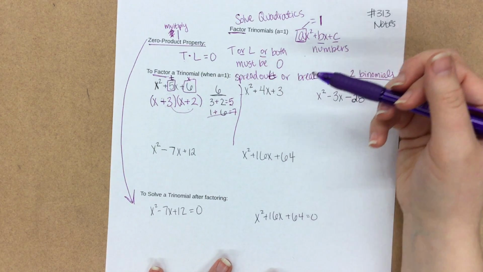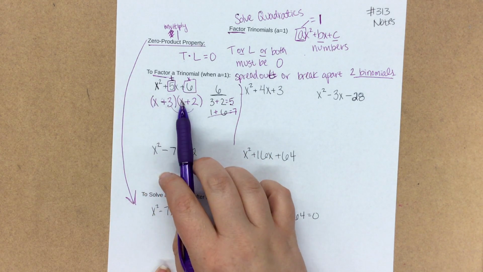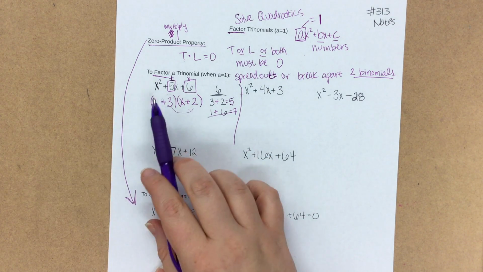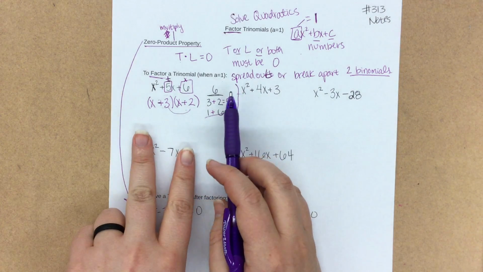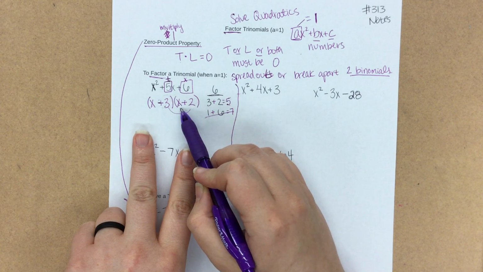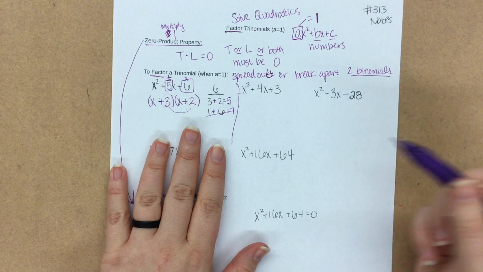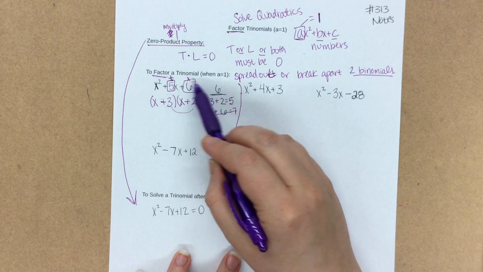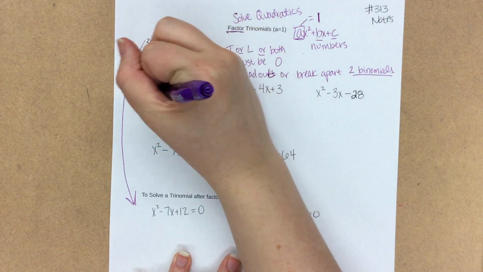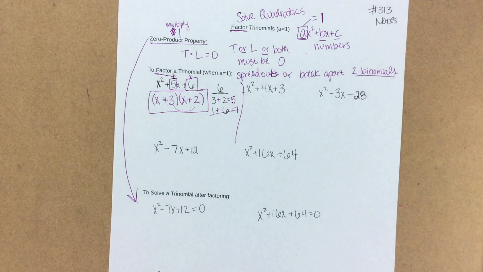If you're not sure about your answer, go ahead and multiply these back together. You get x times x gives me x squared. X times 2 is 2x, which you're like, well, that's not 5. But then if I take 3 times x, I get 3x, so 3 more x's, which gives me 5x. And then 3 times 2 would give me that 6. And this is actually my final answer. This is a factored trinomial.